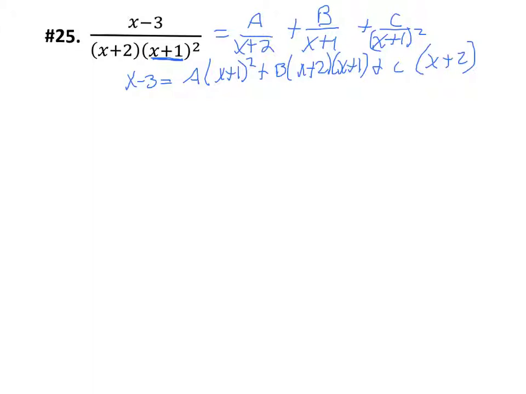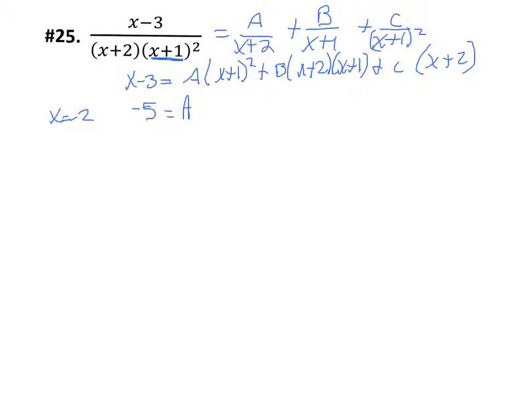Okay. So let's solve for A. So we're going to let x equal negative 2. Because I want to get rid of B and C. I'm solving for A. So to get rid of B and C, I'm going to let x equal negative 2. So we get negative 5 equals, let's see, negative 2 plus 1 is negative 1 squared is just 1, we're done. That's A. A is negative 5. Because we know B and C are going away, right? Cool. So we already got A.